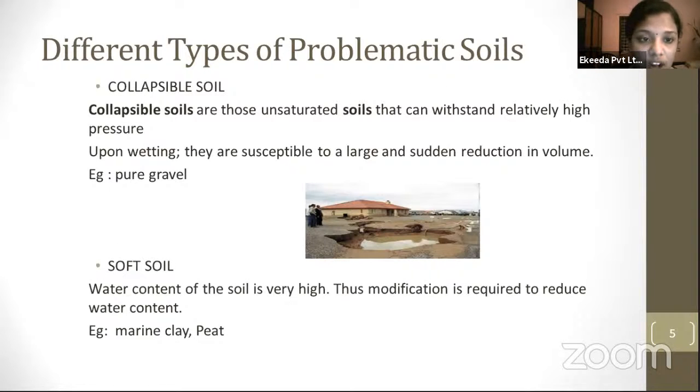So in this figure, you can see the problems of a collapsible soil. Here you can see when the water is applied, a sudden pit has formed. So that is called collapsible soil. As the name indicates, it will suddenly collapse down. Okay.